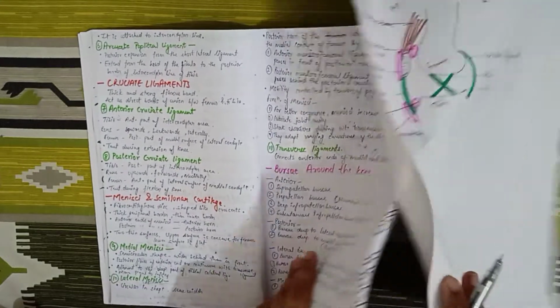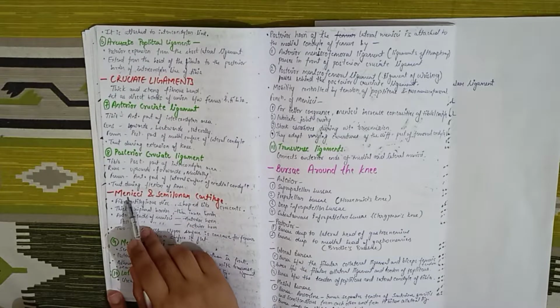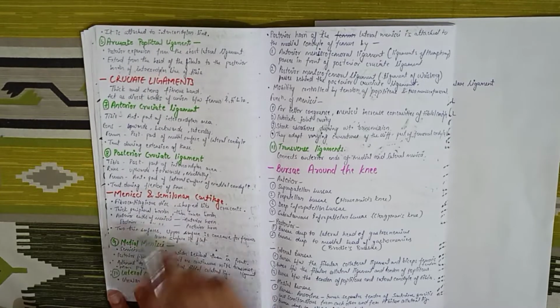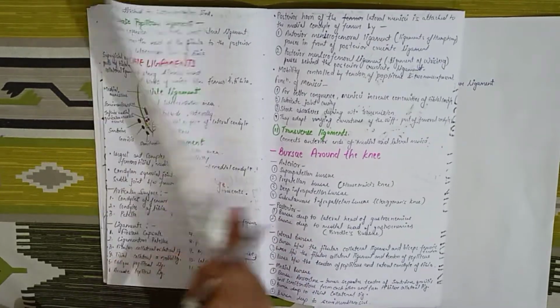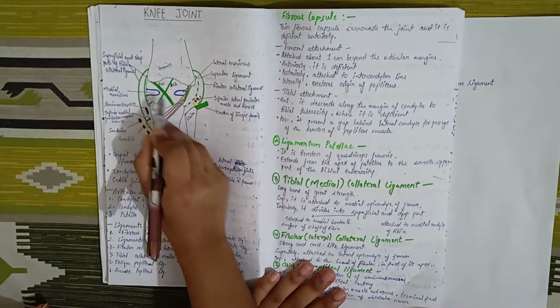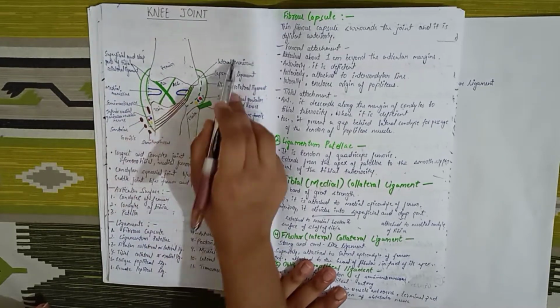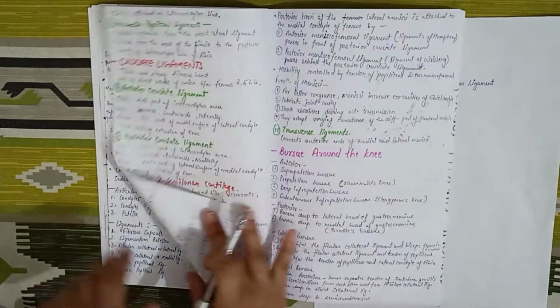Now there are two more structures. They are known as menisci or semilunar cartilages. Here these blue colored structures are the menisci. This one is the medial meniscus and this one is the lateral meniscus.